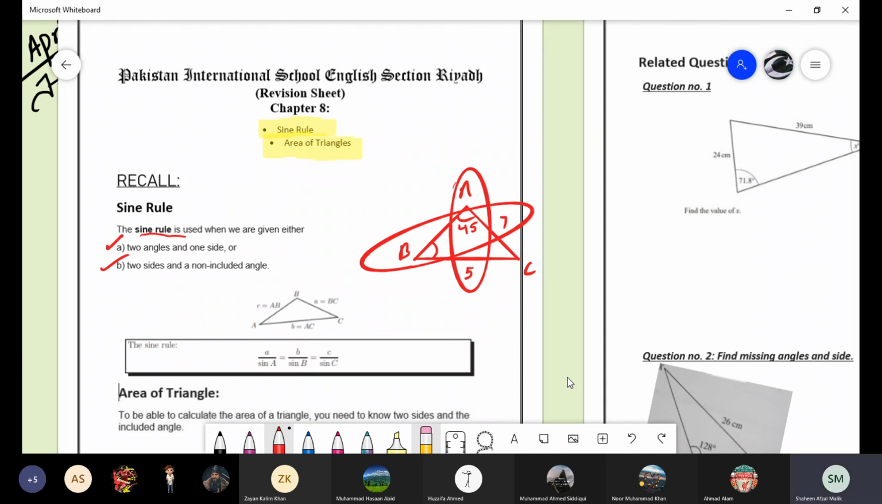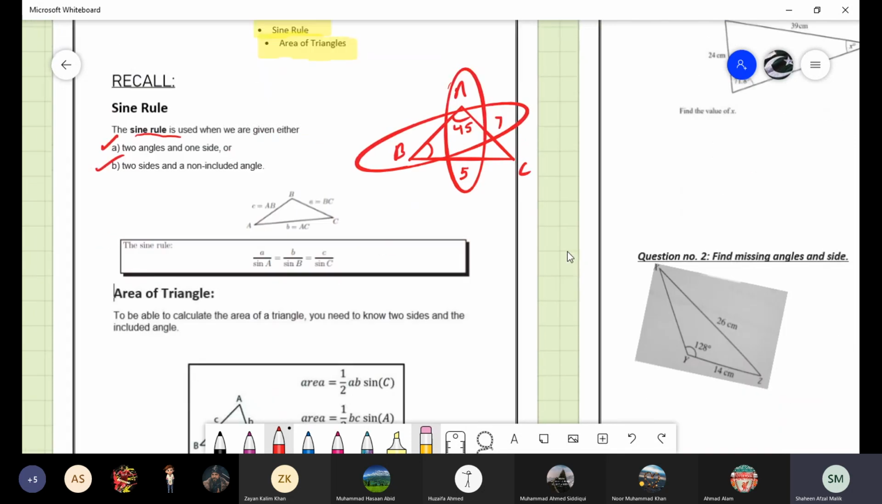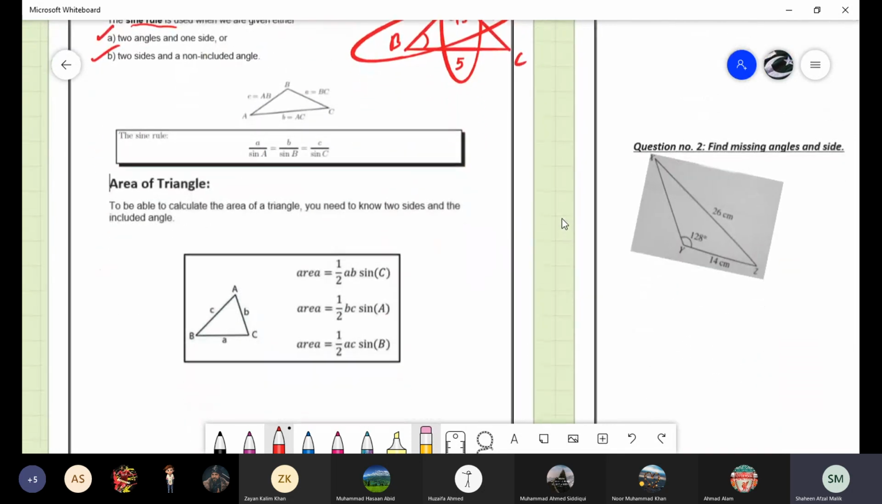And for the sine rule, the very first thing is to label the sides with small letters, and then apply the formula. And what is the area of the triangle? The area of the triangle is used when we have two sides and the included angle given to you. Then you find the missing angle, or sometimes the missing side.